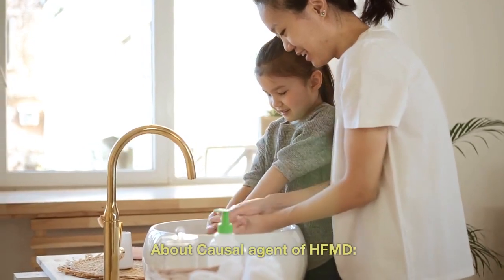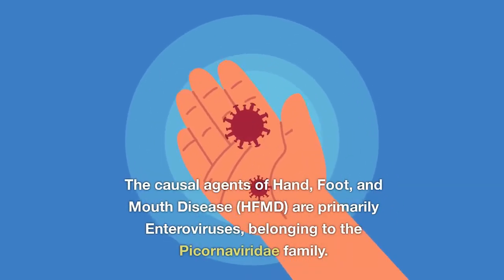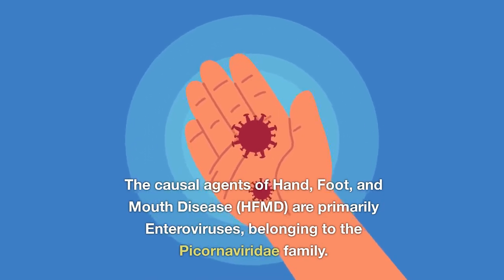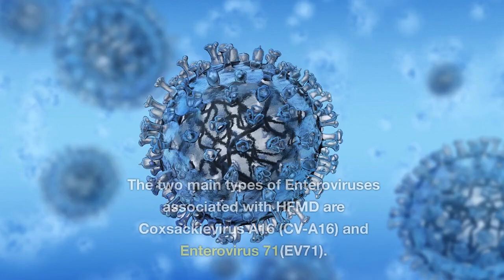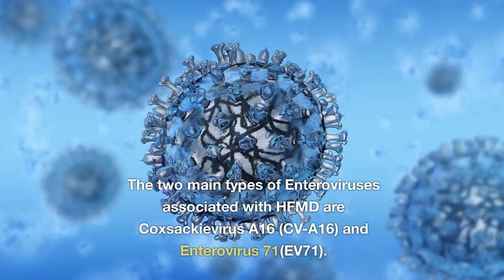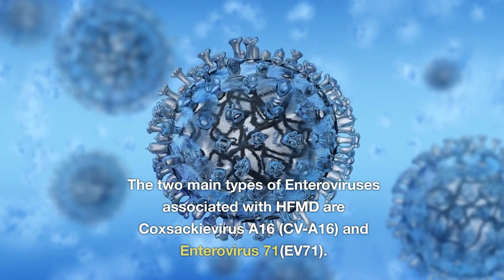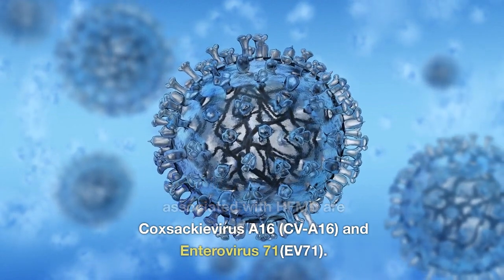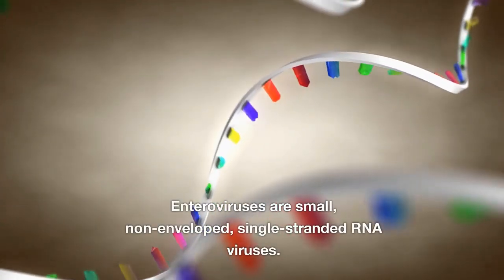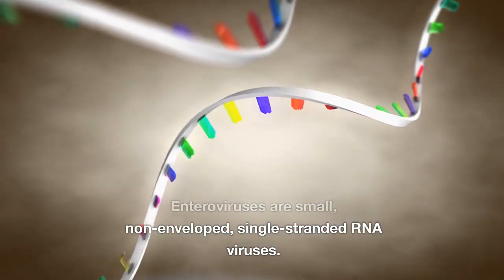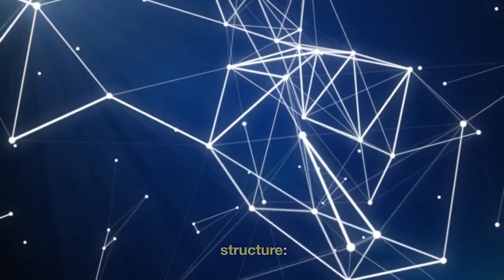About causal agent of HFMD. The causal agents of hand, foot, and mouth disease, HFMD, are primarily enteroviruses, belonging to the Picornaviridae family. The two main types of enteroviruses associated with HFMD are Coxsackievirus A16, CVA16, and Enterovirus 71, EV71. Enteroviruses are small, non-enveloped, single-stranded RNA viruses. Here is a brief overview of their structure.